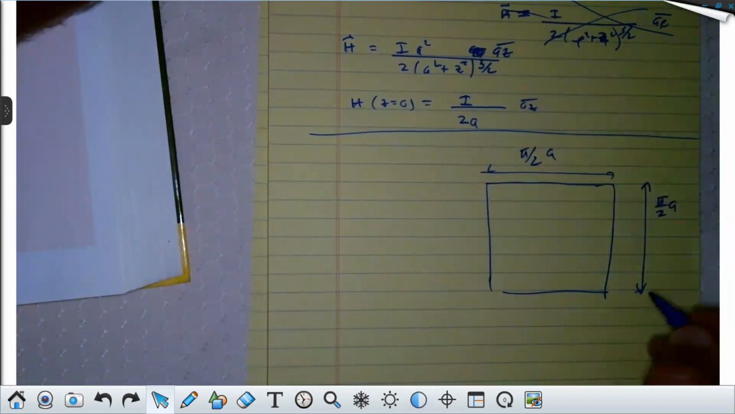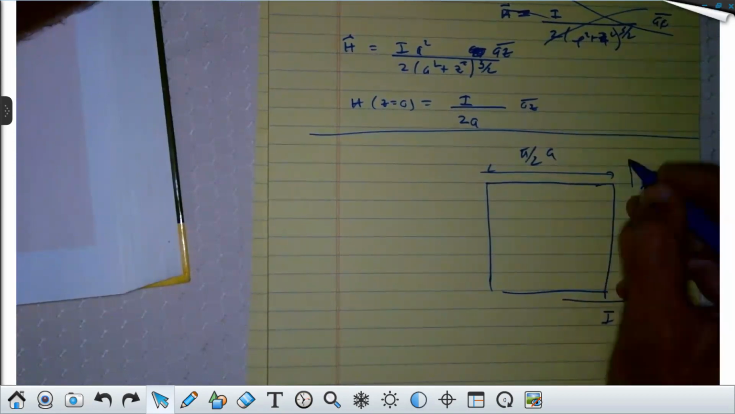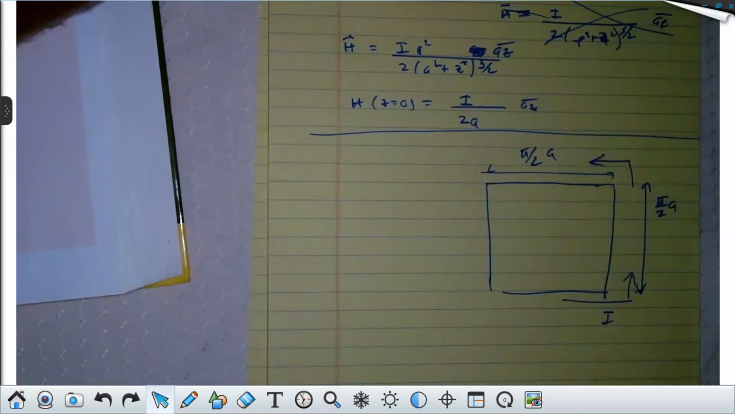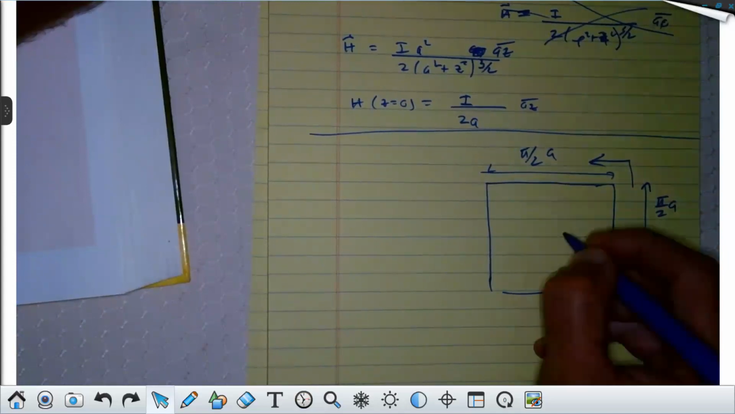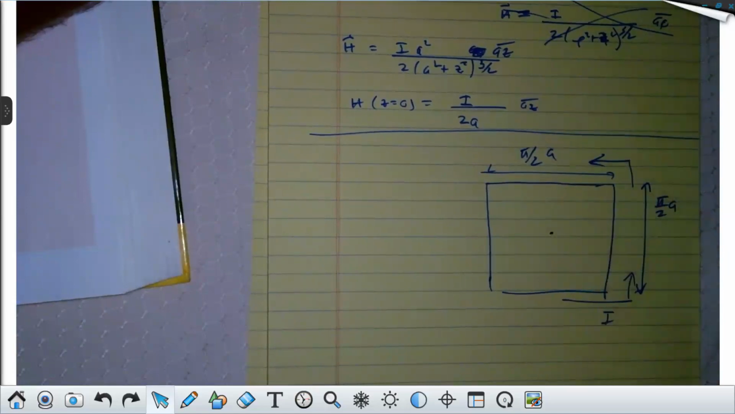Now it has a current I circulating this way. Basically, we've taken that circular loop and just turned it into a rectangle, is the only thing we did. We refashioned it. And we want to know the H field right at the center here.